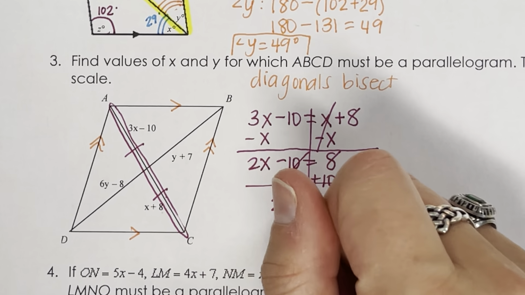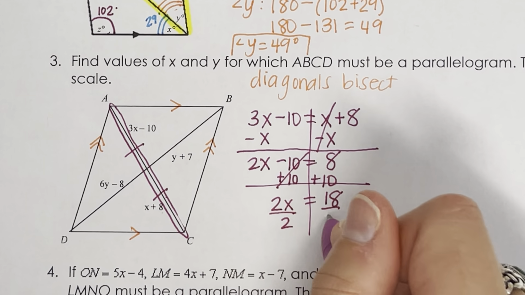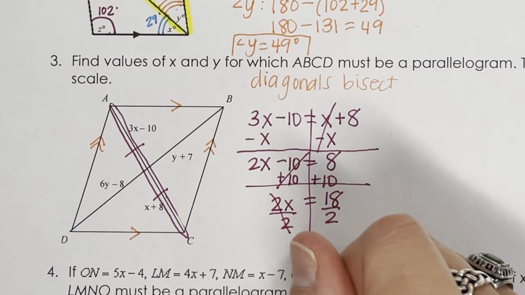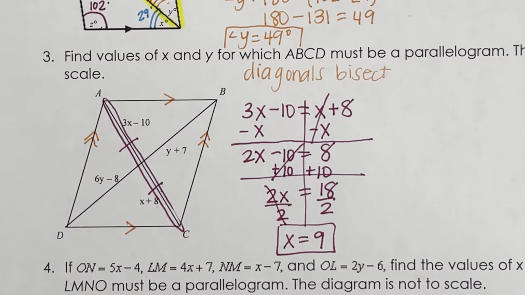I get 2x equals 18. And my last step is to divide both sides by 2. And I get x equals 9. So there's my first variable.